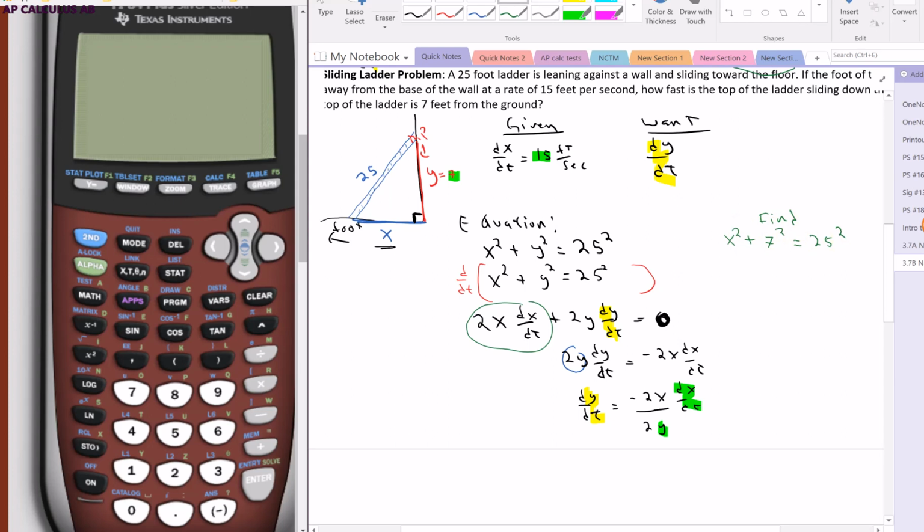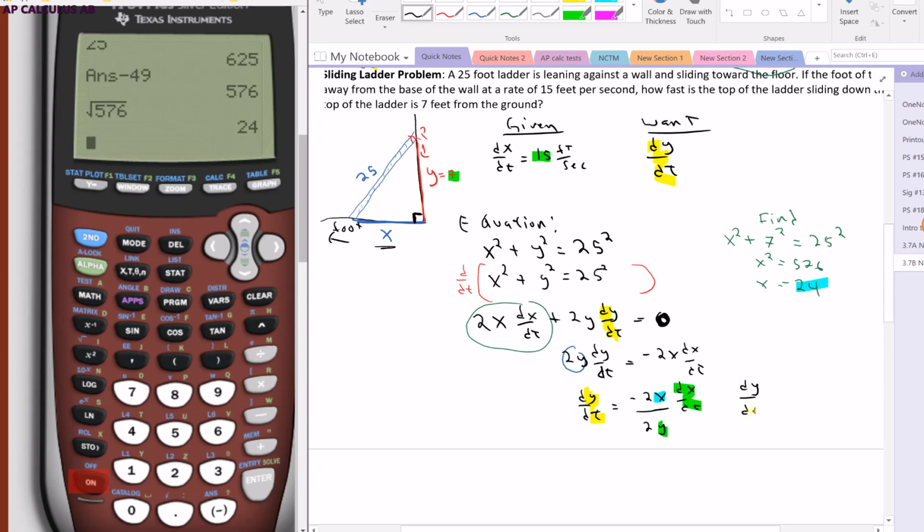I know that y is 7, and I already have the length of the ladder, so I'm trying to figure out what x is going to be. So it's going to be 25 squared, and then we subtract the 49 on both sides. We get x squared equals 576, therefore x is going to be 24. Now that I know x, I can plug that 24 in where I see x to get my dy/dt.